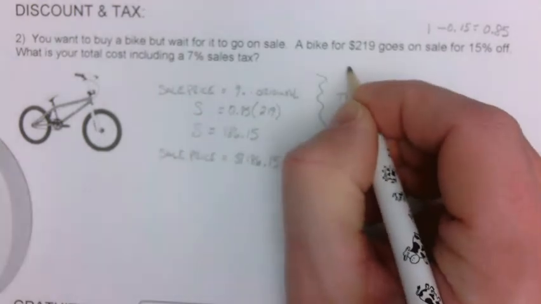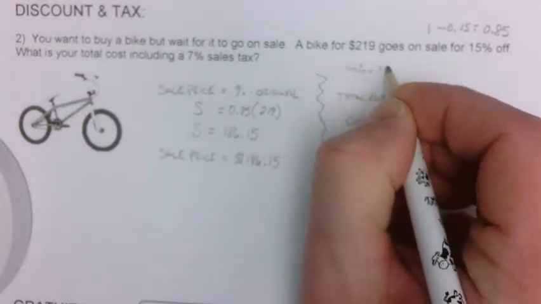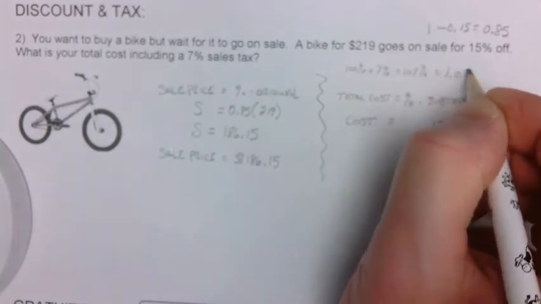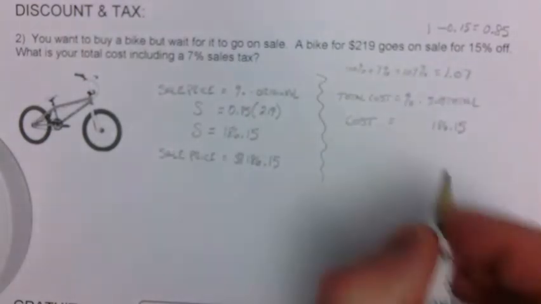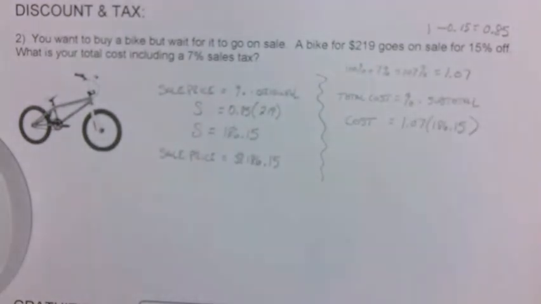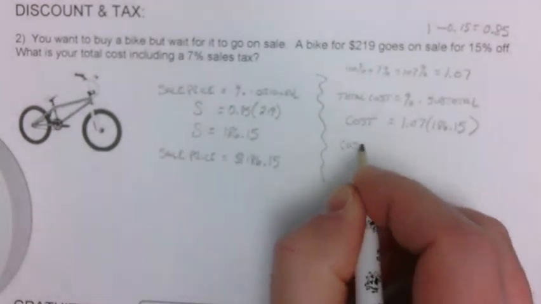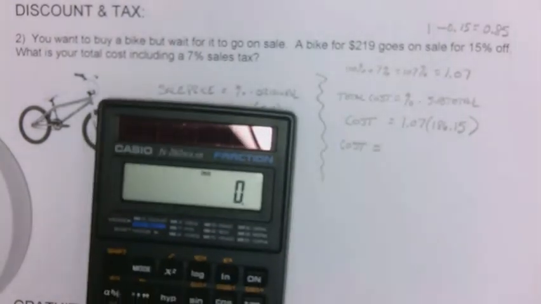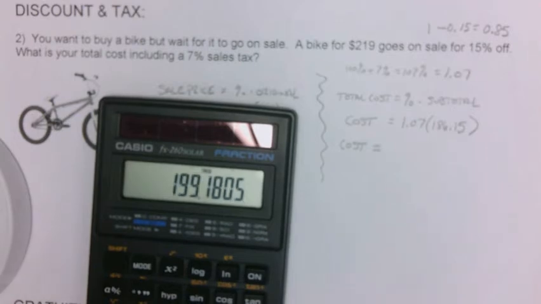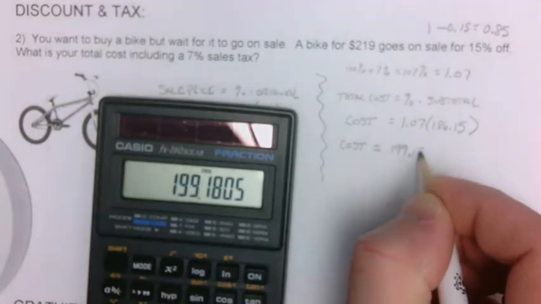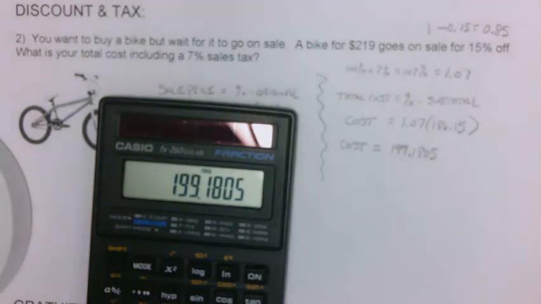So if I do 100% plus 7%, that's going to be 107%, which as a decimal is 1 and 7 hundredths. So if I do 1 and 7 hundredths times the sale price, that's going to give me my cost, including the tax. Okay, so let's figure out what that's going to be. 1 and 7 hundredths times $186.15, and I get 199 and 1,805 ten thousandths.